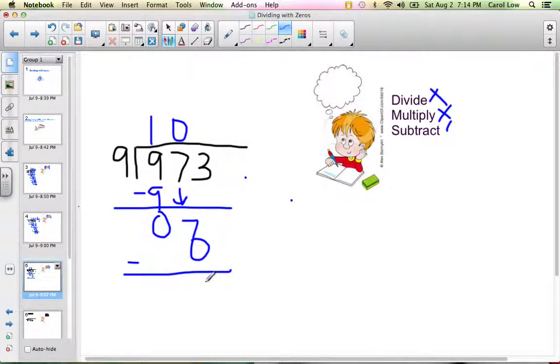Bring down the 7. When I subtract the 3, then I divide. How many times does 9 go into 73? Well, it goes in there 8. So I'm putting the 8 up there. I multiply the 8 times 9 and you get 72.